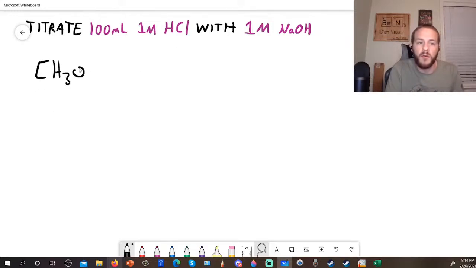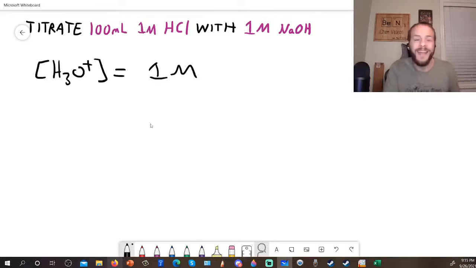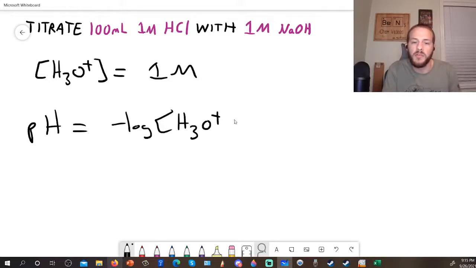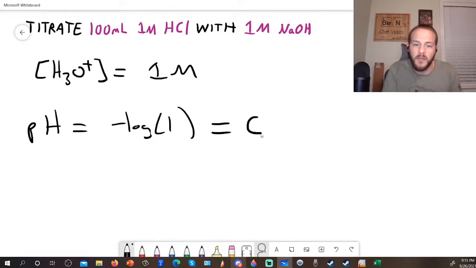So the concentration of hydronium ion, H3O+, is going to be equal to 1 molar, right? And we also know, or at least we should, that the pH is equal to the negative log of the hydronium ion concentration, negative log of the concentration of H3O+. In this case, that concentration is 1 molar. And so the negative log of 1, type that into your calculator, you're going to get a value of 0. So initially, our pH, before we even add any sodium hydroxide at all, is 0.